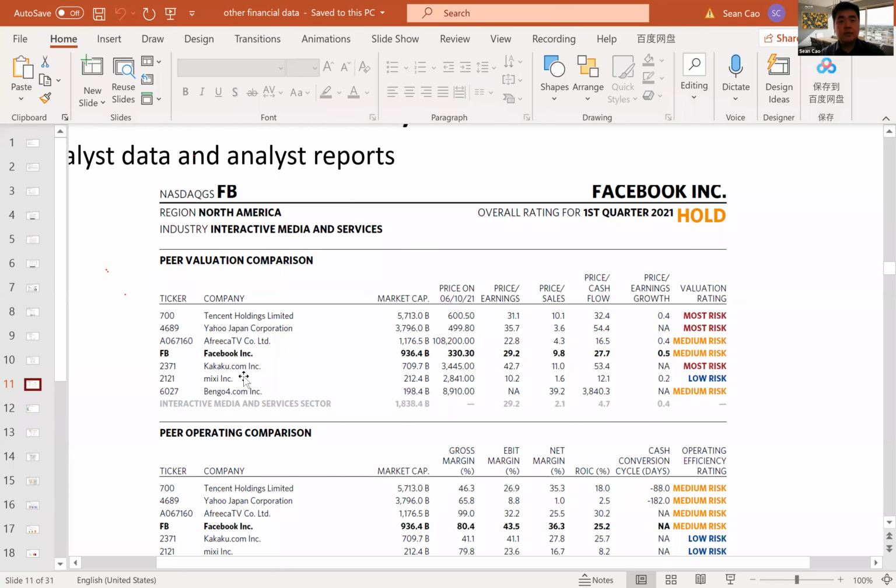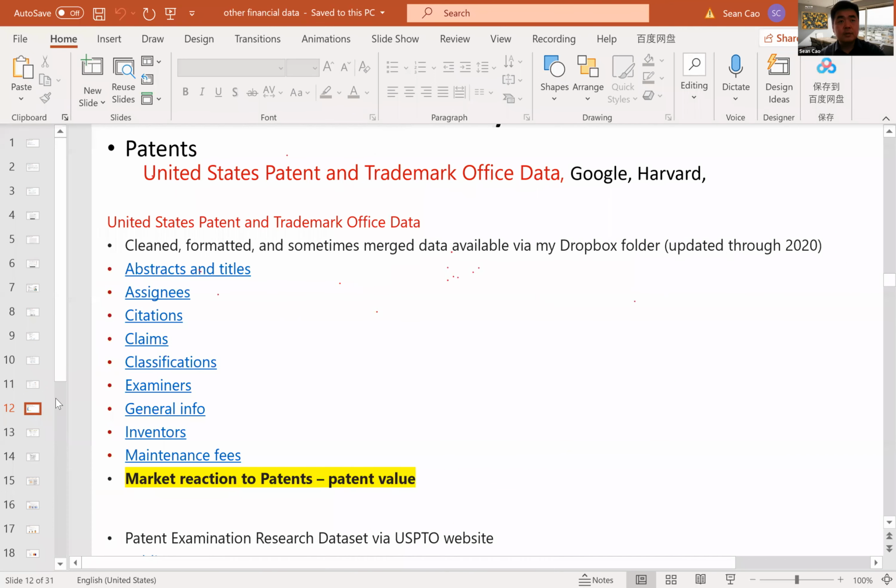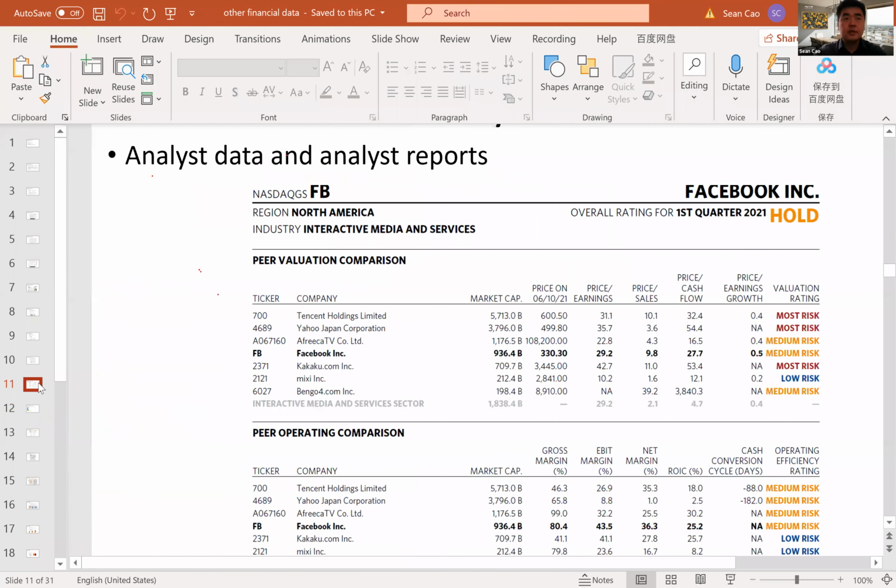So basically, what we see here is you compare Facebook with peers. Once you compare Facebook with peers, you understand where Facebook stands in the industry, so you better understand Facebook. So that's about analyst reports. Just to summarize a little bit about analyst reports.